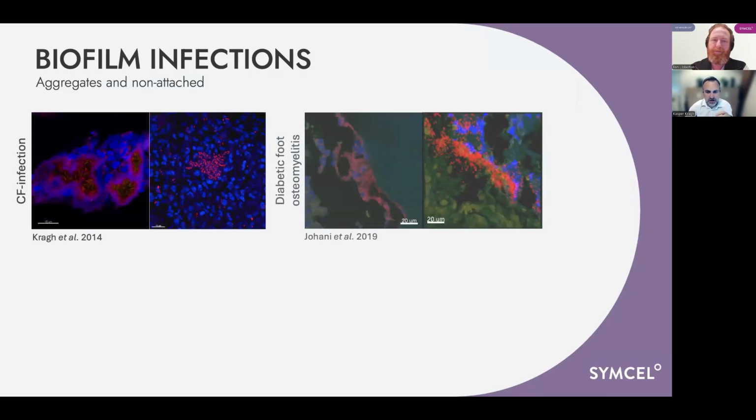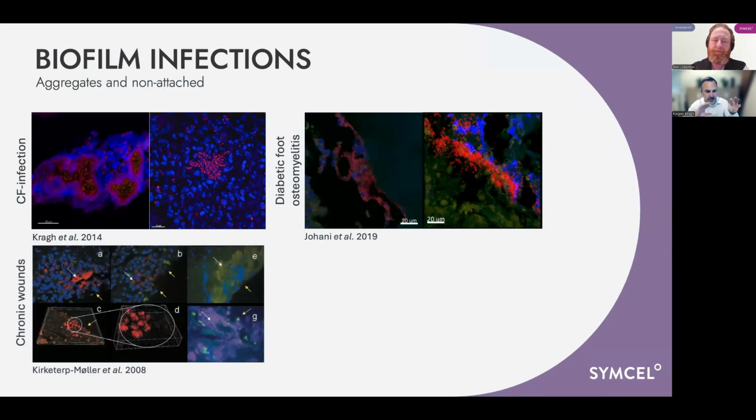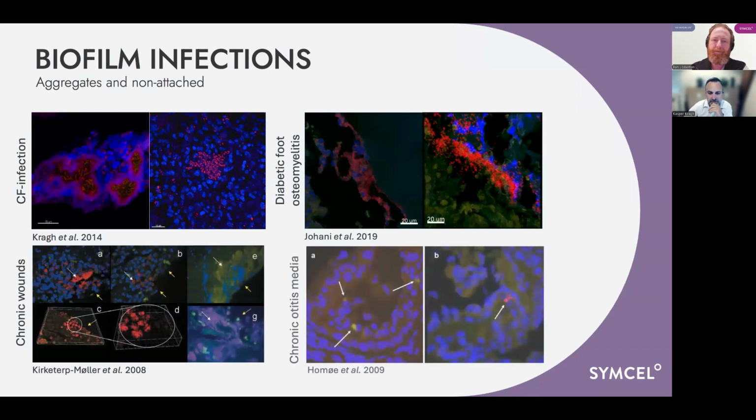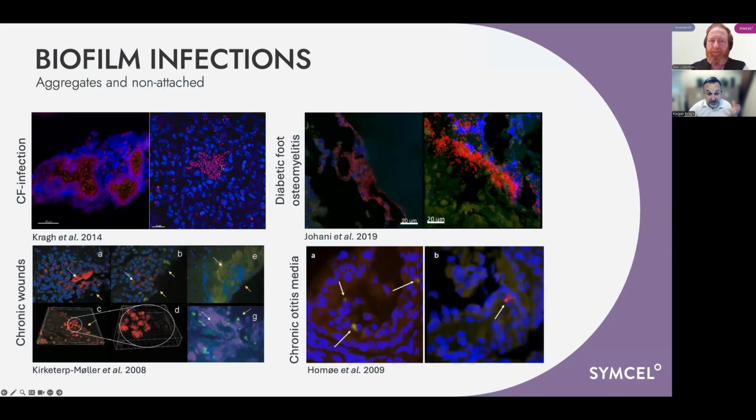It's actually more aggregates that are spread out inside of the infections. As you see here from a cystic fibrosis patient, here in a chronic wound from Kragh, and here from OTS Media, it's quite often these very small aggregates. It is rare that they're actually sitting directly on a surface, as they are here in the osteomyelitis, but they are more floating around in inflammation.